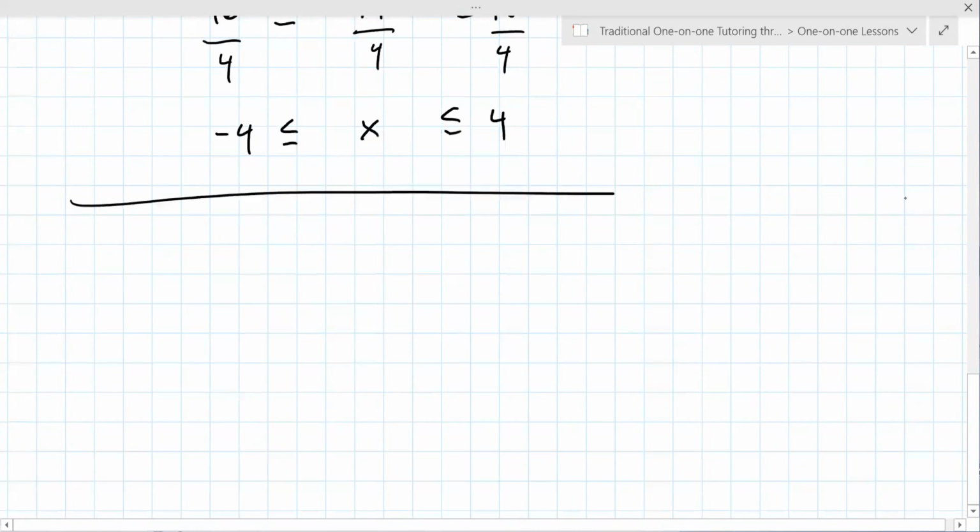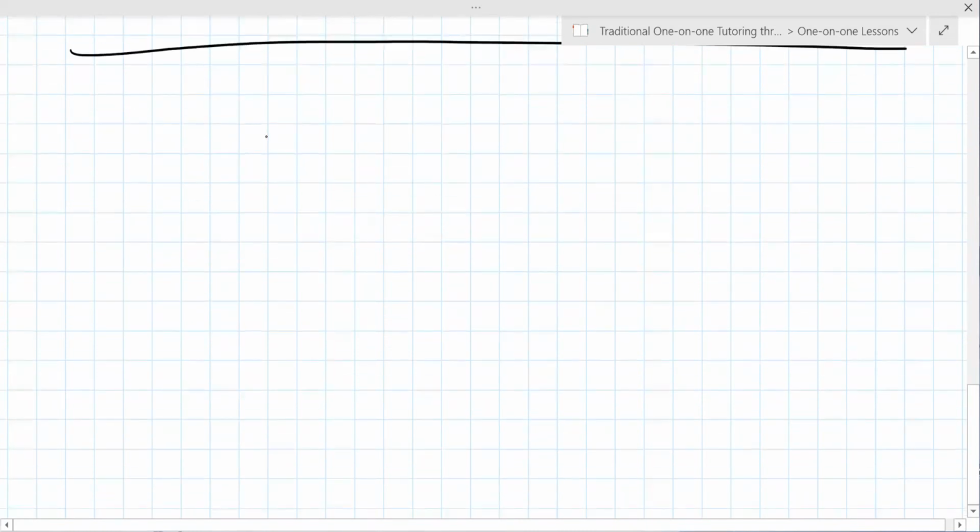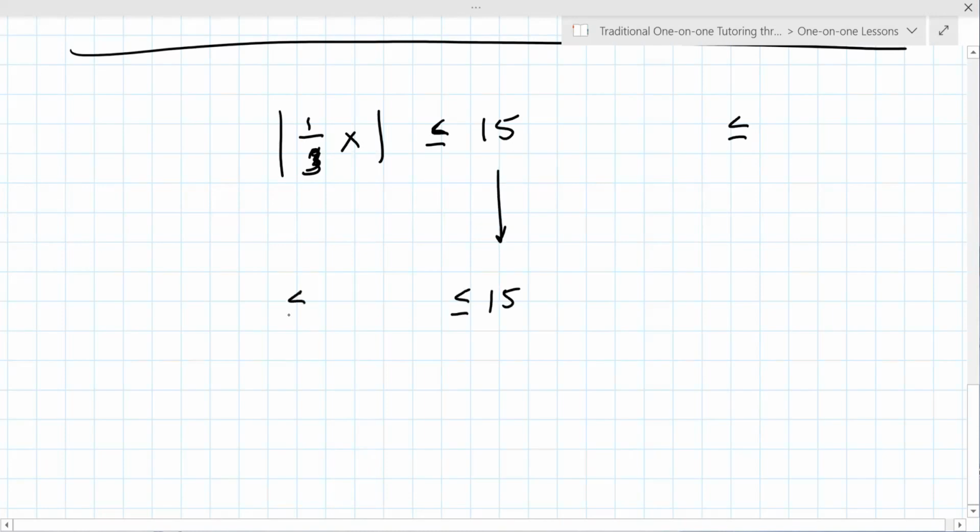Now let's look at another problem. Let's go 1/3 x absolute value less than or equal to 15. Notice all of the problems we have done today have been less than or equal to. In all of these problems, you bring the number down, then negative 15 here, and you put whatever is in the absolute value in the middle.